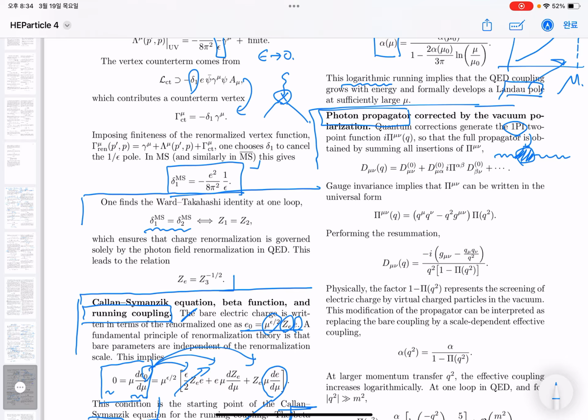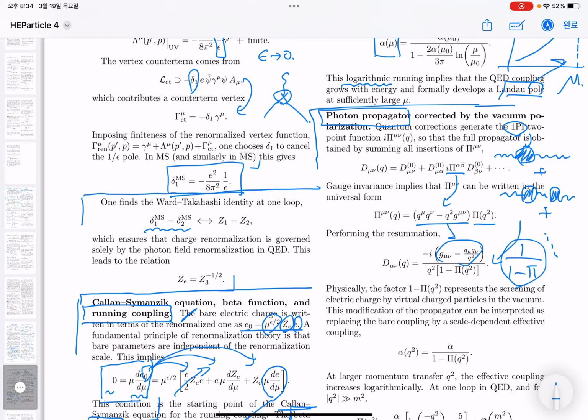And one can define the 1PI diagram, which represents one-particle irreducible. This 1PI diagram can be decomposed with the Lorentz structures. And we will sum over all the 1PI diagrams. This gives a geometric series, so this gives 1 over 1 minus capital Pi, and in the numerator, this corresponds to just the Lorentz structure. So basically the factor of 1 minus capital Pi screens the electric charges.